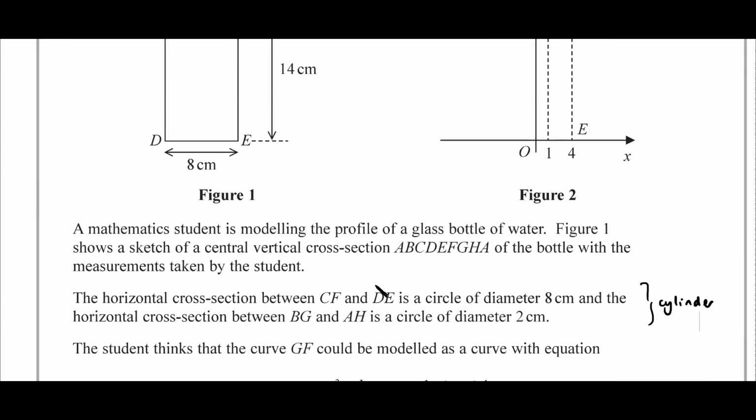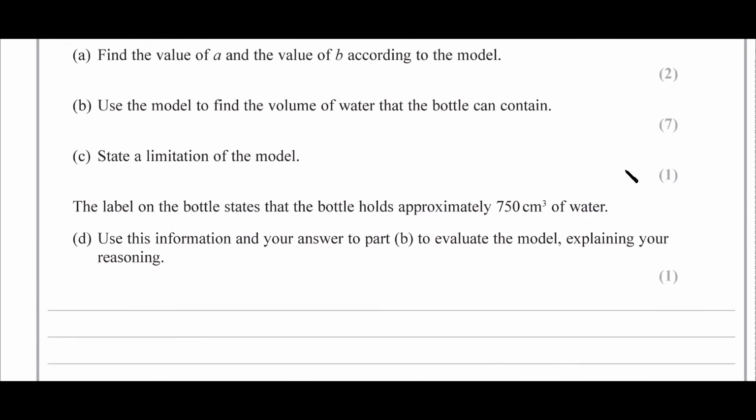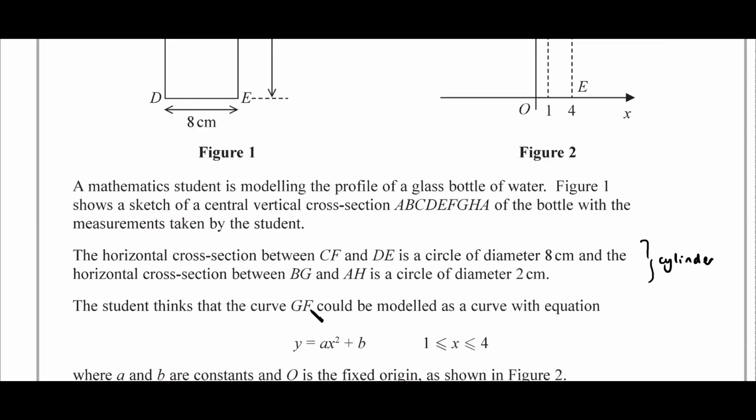Well, over here, when x is equal to 1, the point G, that's equal to 14 plus 4, which is 18. So here we have coordinates 1, 18. And if we consider F, when x is equal to 4, y is equal to 14. So we have 4, 14. So with that being said, we can now substitute in those coordinates into this equation here.